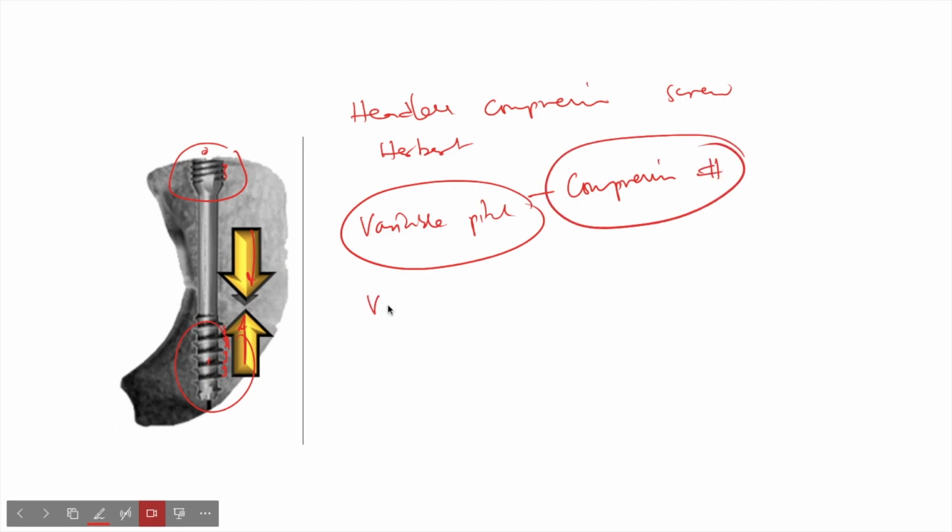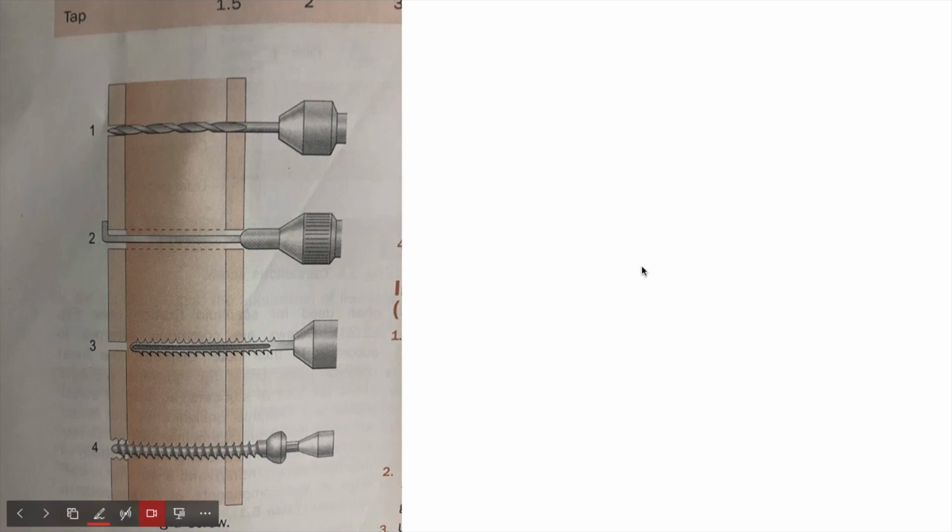So this is very important. It is called a variable pitch. The two ends of the screw have different pitch. One end has less, one end has more. Distally it is more and proximally it is less, and therefore when you screw in, because of the variable pitch, compression of the fracture happens. This is an important concept to understand.